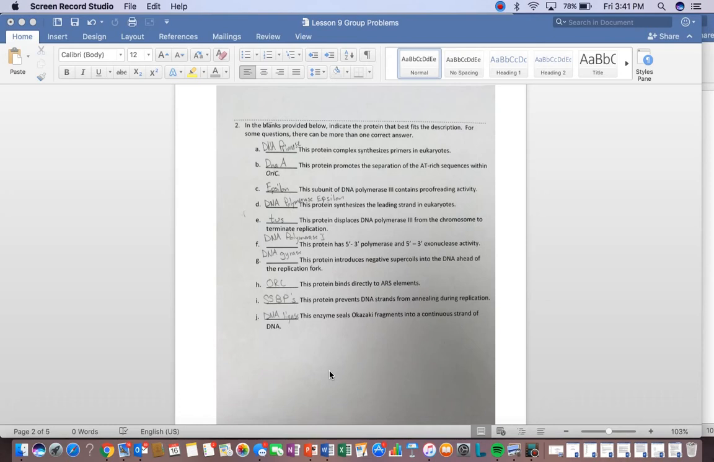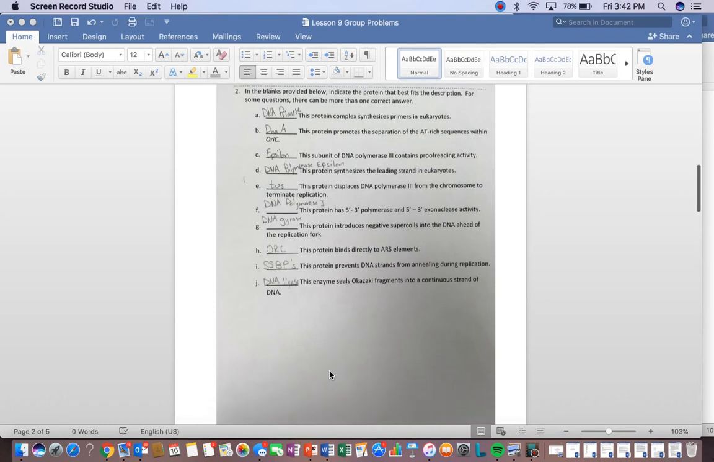DNA polymerase 1, this protein has the 5' to 3' polymerase and 5' to 3' exonuclease activity. The DNA gyrase introduces negative supercoils into the DNA ahead of the replication fork. The ORC protein binds directly to the ARS elements. The SSBPs prevent DNA strands from annealing during replication. And DNA ligase is the enzyme that seals Okazaki fragments into a continuous strand of DNA.